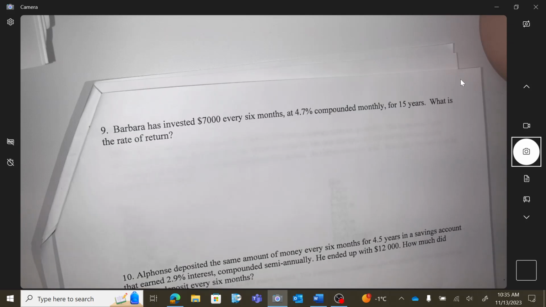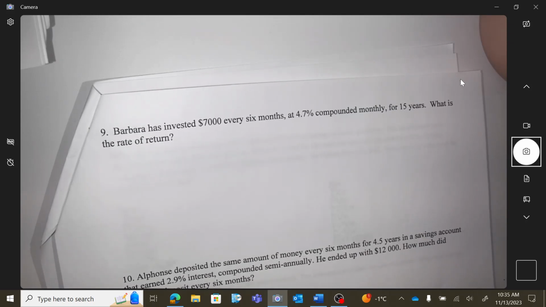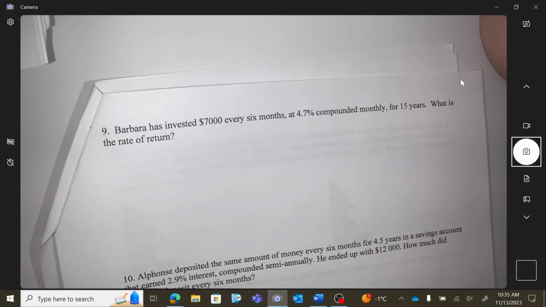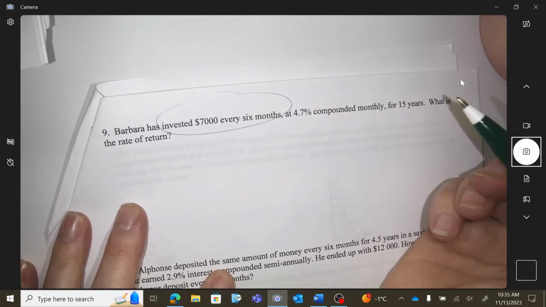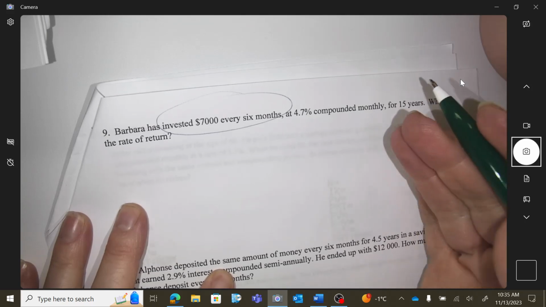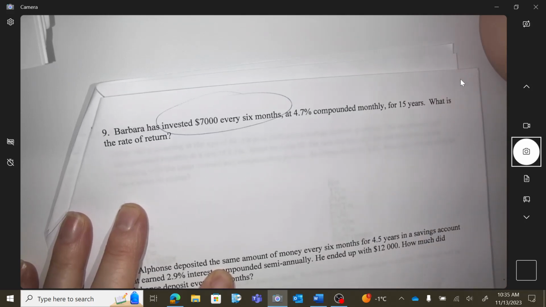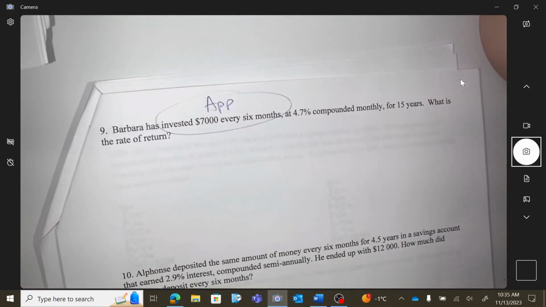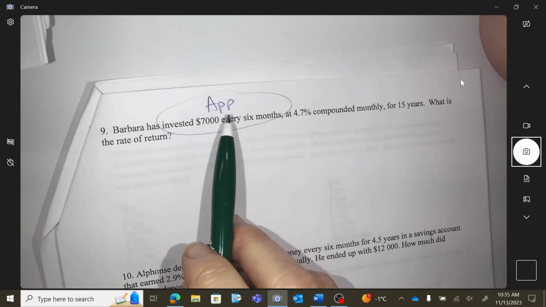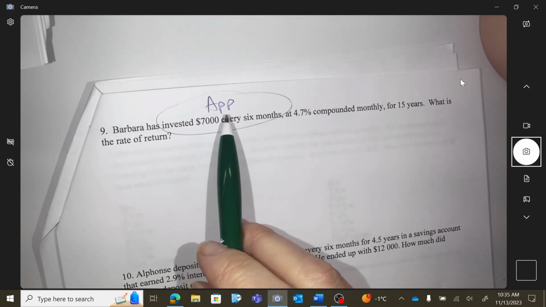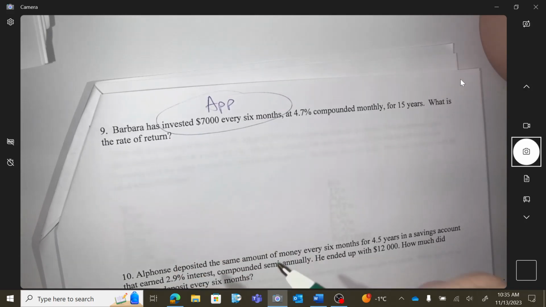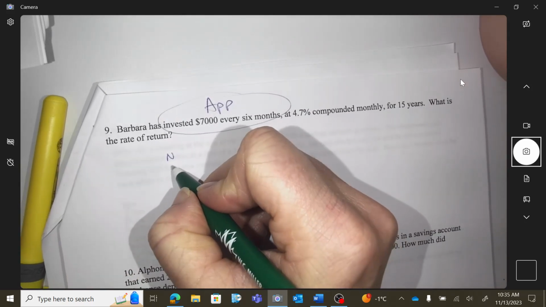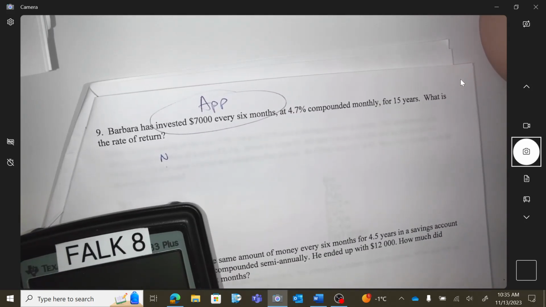Okay, Barbara invests $7,000 every 6 months. Boom. What's the thing? When you read that question, she invests $7,000 every 6 months. What are you doing? What's the strategy? App, right? Soon as I read that line, I'm making a payment. Okay, do you see how I'm reading that? So we go into our calculator, and we figure out all of our stuff here.